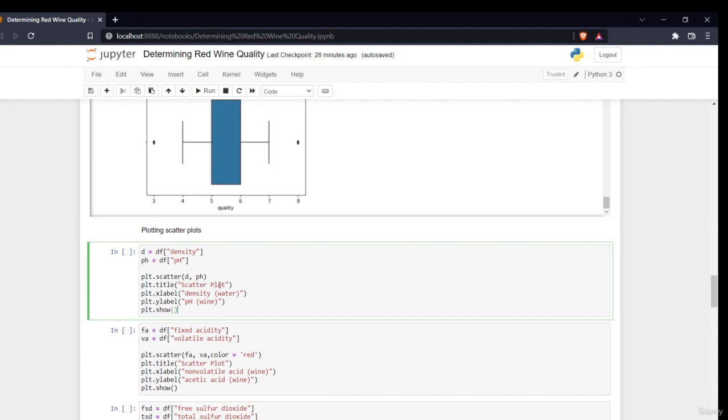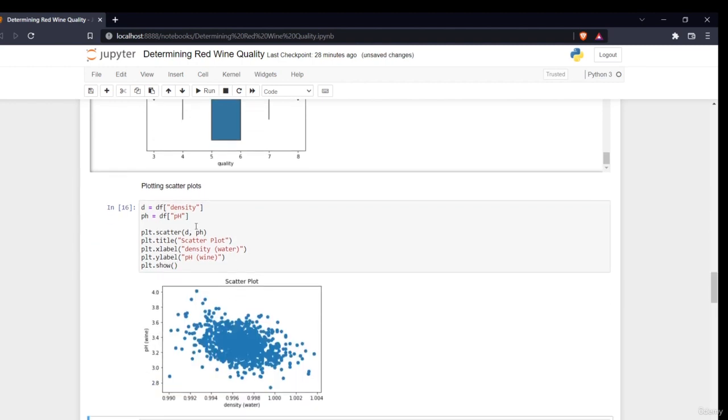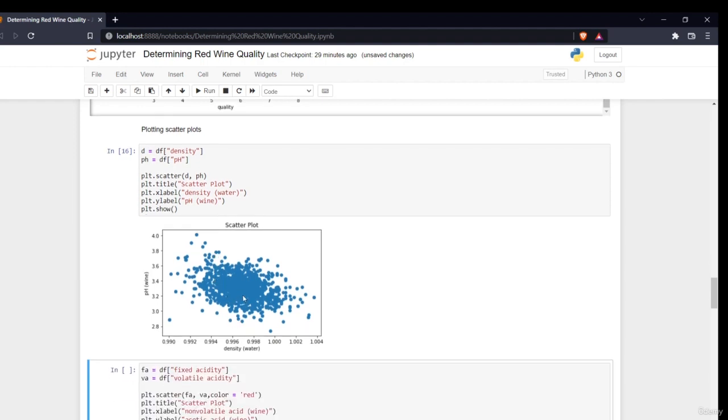So we'll be finding out first between the density and the pH. Okay, density and pH, a very simple code, plt.scatter, the label, then show. Okay, so as you can see, there is not much correlation. If it is pH and density, there's not much relation that we can see. But okay, we can see that less density means higher pH, and more density means lower pH. A little bit of correlation is there.